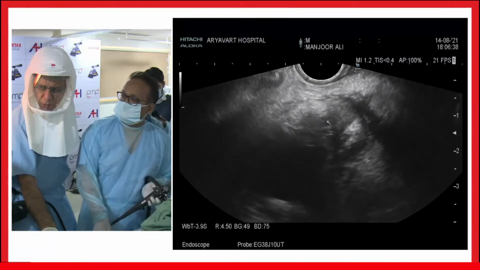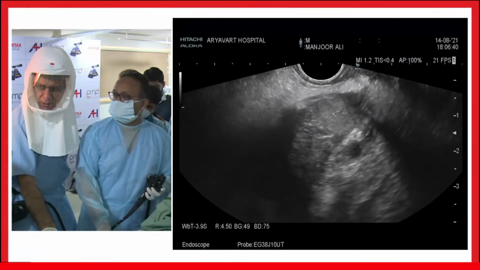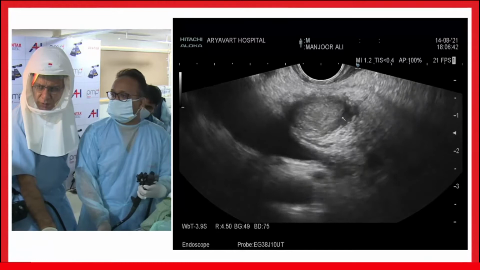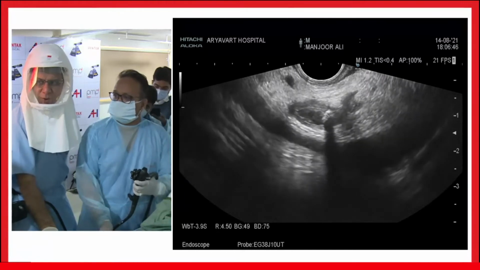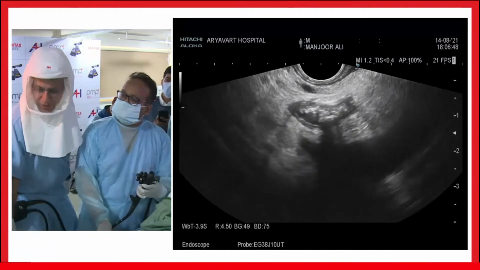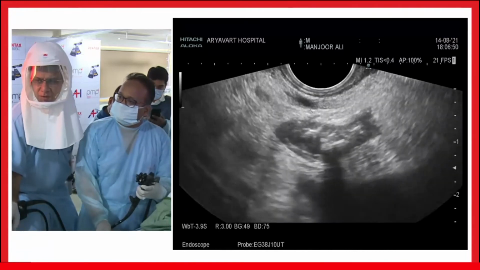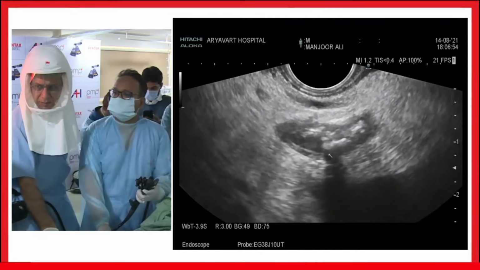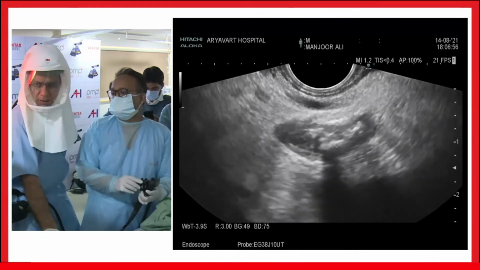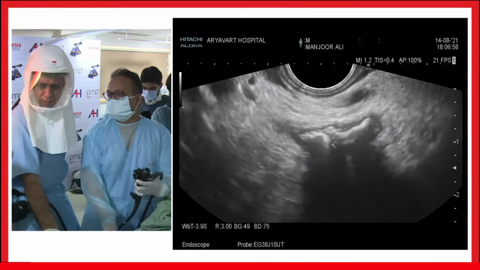Stone and mass? Here there is no stone. The other side. Rotate clockwise. Yes, this is the stone. Let me high zoom it. I would say this is the pancreatic duct, and these are stones in the head of the pancreas. Rotate the other way, please.